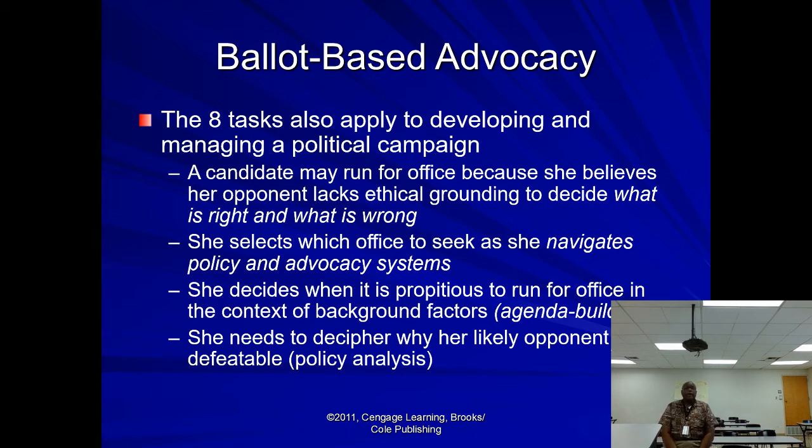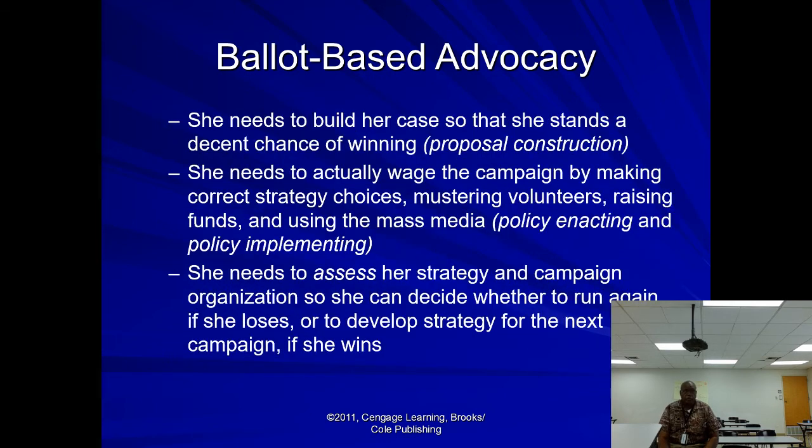Number 1, a candidate may run for office because she believes her opponent lacks ethical grounding to decide what is right and what is wrong. She selects which office to seek as she navigates the policy and advocacy system. She decides when it is propitious to run for office in the context of background factors, agenda building. She needs to decipher why her likely opponent is defeatable. This is policy analysis. She needs to build her case so that she stands a decent chance of winning.